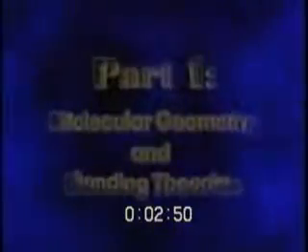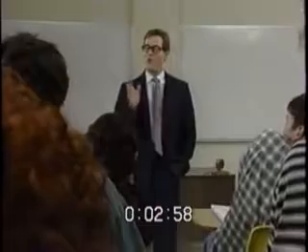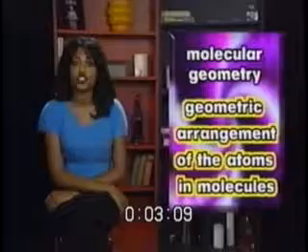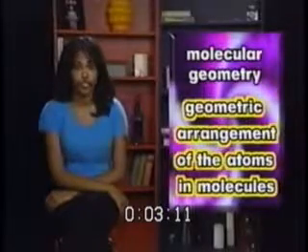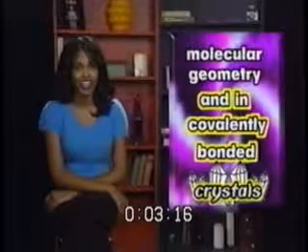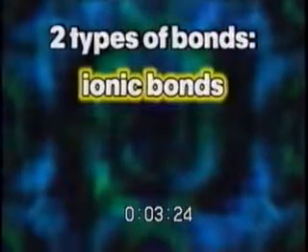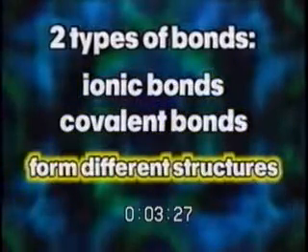Part 1, Molecular Geometry and Bonding Theories. Molecules come in a variety of different shapes. Molecular geometry is the geometric arrangement of the atoms in molecules and in covalently bonded crystals. When you see those funky models of strange molecules that look like kids' building toys, those are there to help you understand molecular geometry. The two types of bonds, ionic bonds and covalent bonds, form different structures.